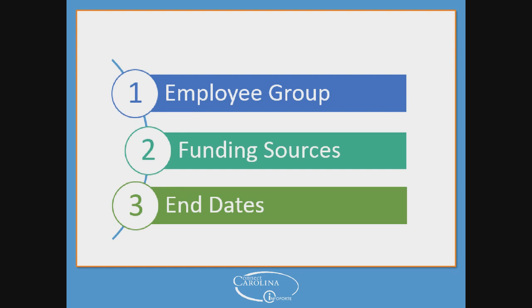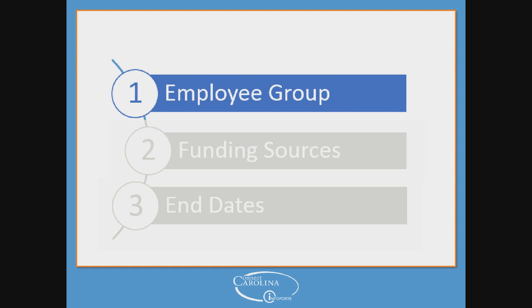All right, so now we're going to talk about what those 3 factors are, and we're going to give you some high-level 2-word terms for each of those factors. So we're going to talk about employee group, funding sources, and end dates. If it were that simple, we wouldn't be having the webinar. So we're going to dive into each one of those individually and take a look at it. So we're going to start with employee group.